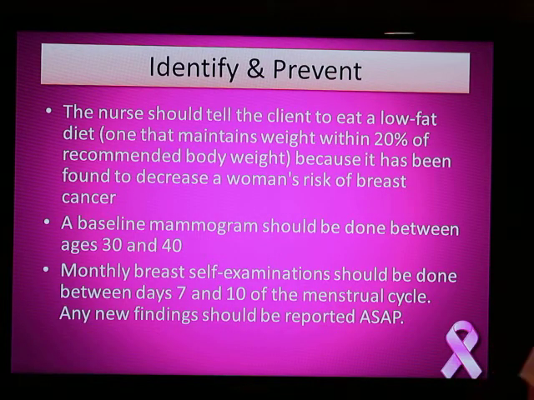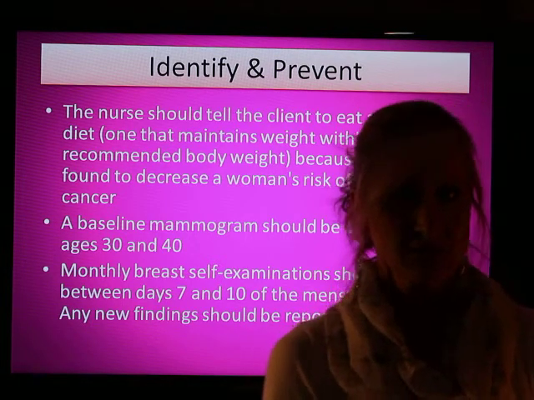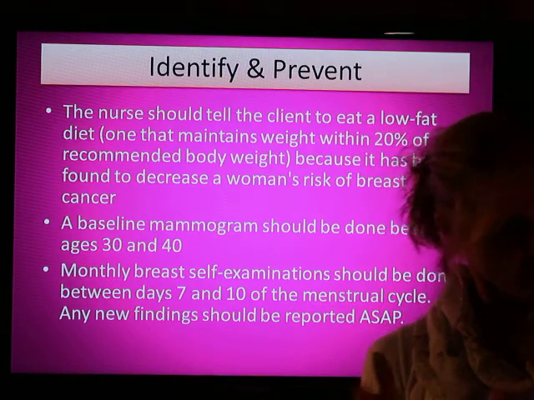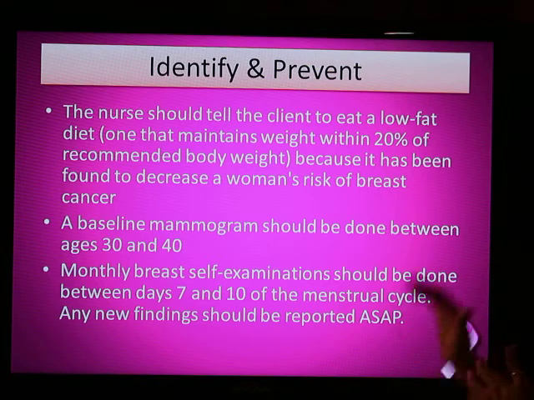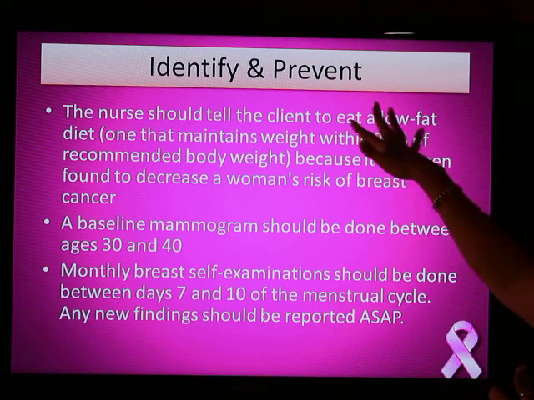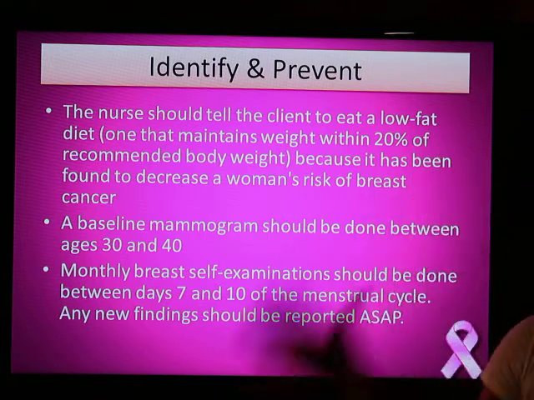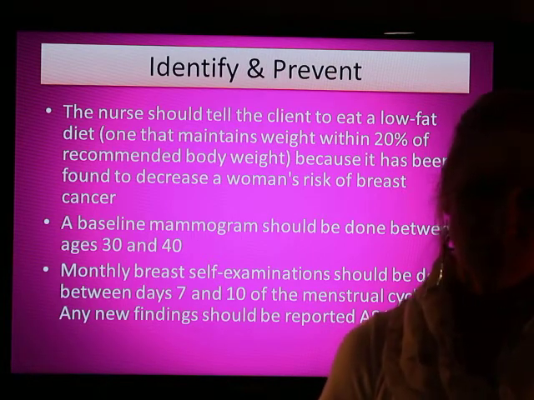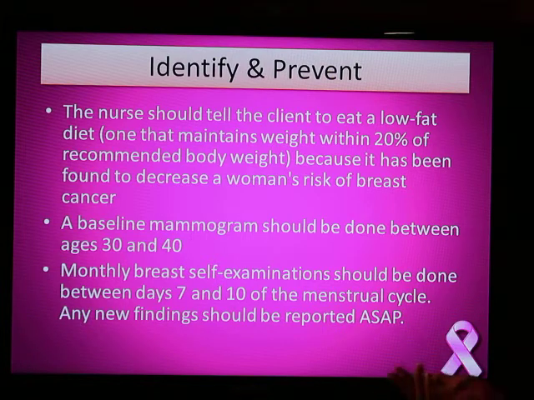Another thing that we want to address in our patients, which has been found to increase the risk of breast cancer, is a high-fat diet. This is another reason we're seeing an increase in breast cancer in the United States: U.S. women love our fatty foods. It has been shown that if you can keep your weight within 20% of the recommended body mass weight, then there is a decrease in the female's chance of breast cancer. Overweight women tend to get breast cancer more than women who are not overweight.